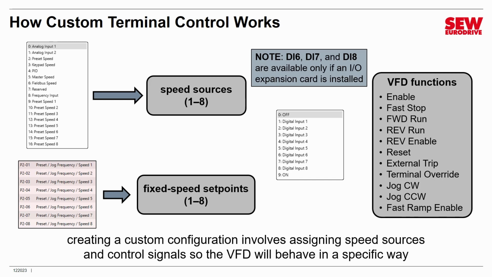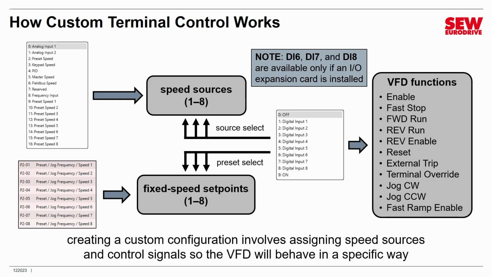Now, these inputs are tied to just about everything. You use them to pick the speed sources, you can use them to pick the fixed set points, and you can use them to activate or deactivate the different VFD functions. You can see this is a little bit complicated. Remember I said terminal control mode is very sophisticated.